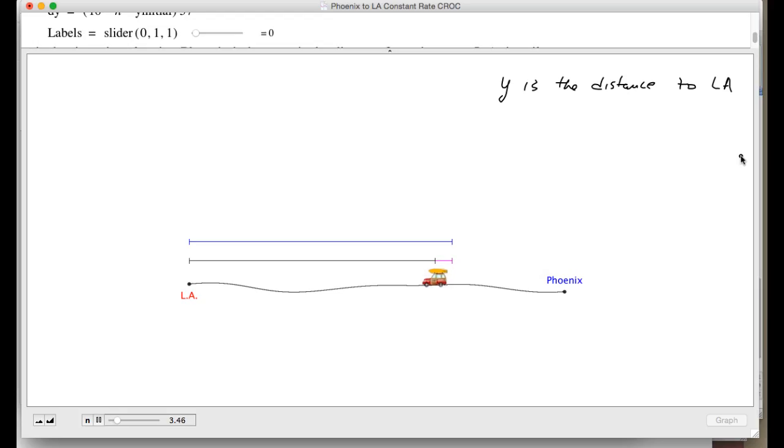So I'm showing you an illustration here, and I haven't labeled the quantities. I'm showing you some quantities, but I haven't labeled them. Y is the distance to LA. So I want you now to build upon what I'm showing you by labeling these distance quantities with variables. And what was x? x was the number of hours since leaving Phoenix.